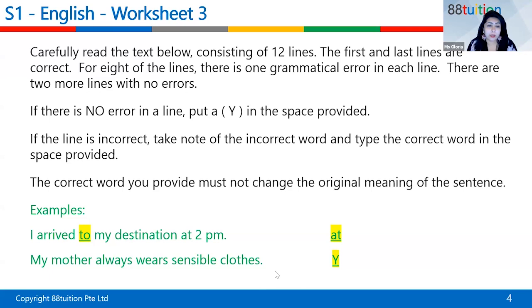All right, let's look at an example. I arrived to my destination at 2 p.m. You don't arrive to your destination. You arrive at your destination. So there's an error, so I put it there. My mother always wears sensible clothes. No error here. Therefore, I put yes, as in it's correct. Got it? Everybody clear? All right.